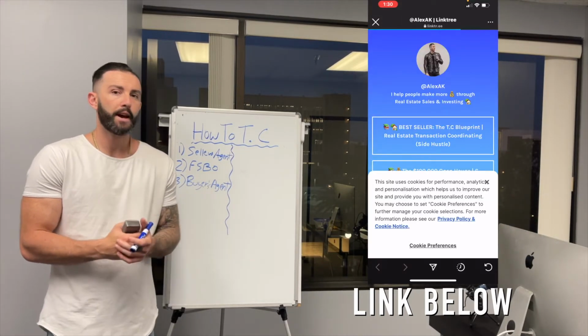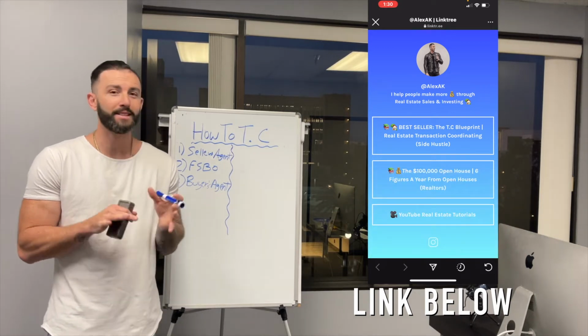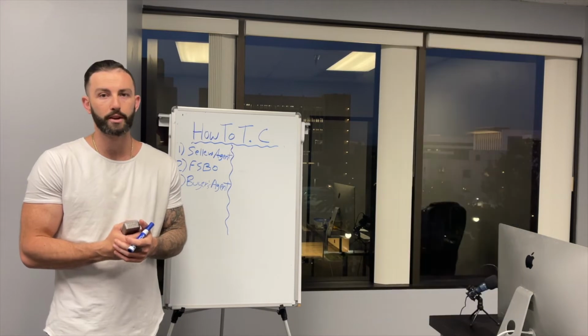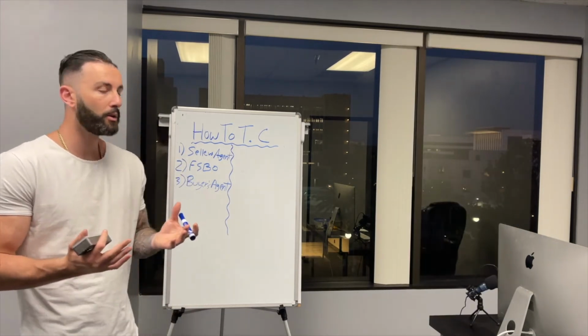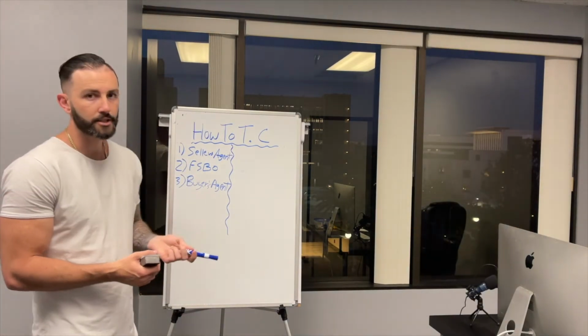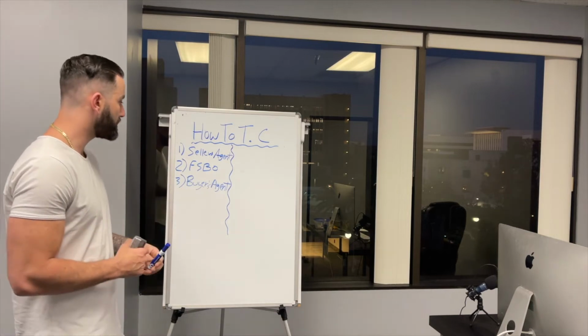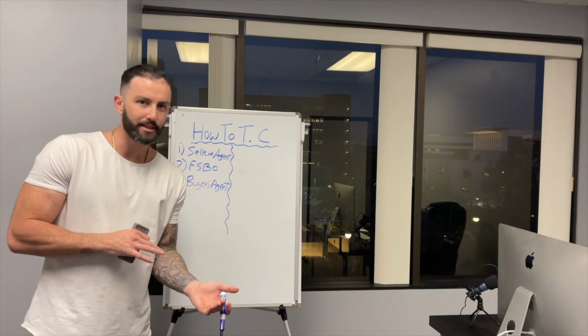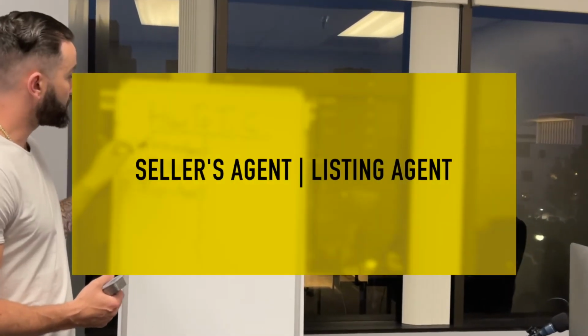In this video, I want to just dumb proof and make it dummy simple for you guys to understand the process of transaction coordinating. So as a TC, you're mainly going to work for sellers agents, for sale by owners, and buyers agents. I'm going to kind of break this down from hardest to easiest. Seller's agent is the hardest.